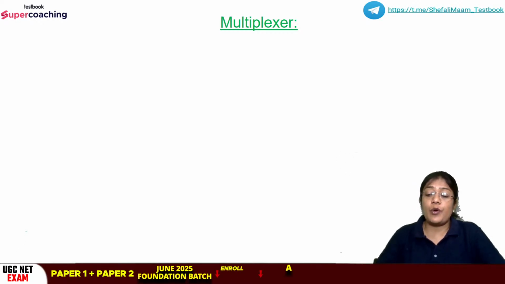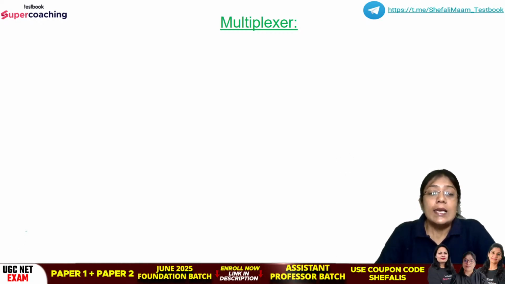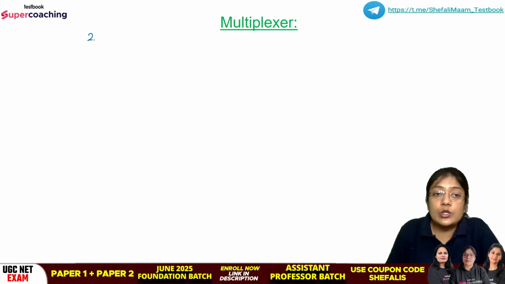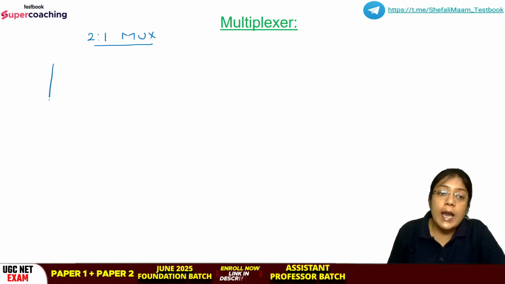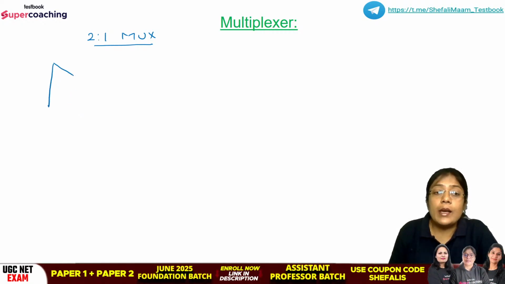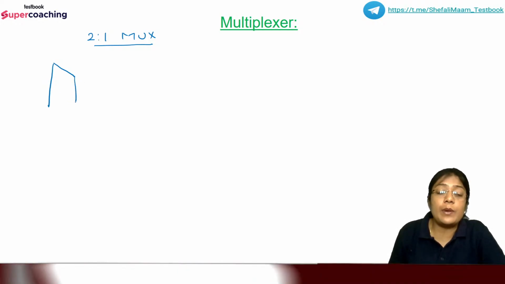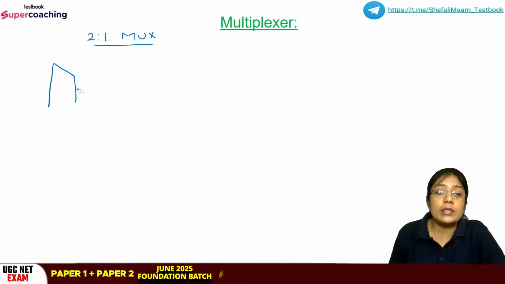Now we will write the general equation for the multiplexer. Let us consider the example of a 2:1 multiplexer. A 2:1 multiplexer means we have two input lines. The symbol for the multiplexer is like this, because the input lines are more, so the input side is of bigger size.